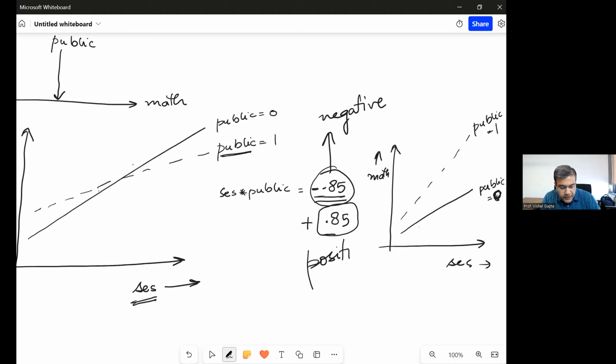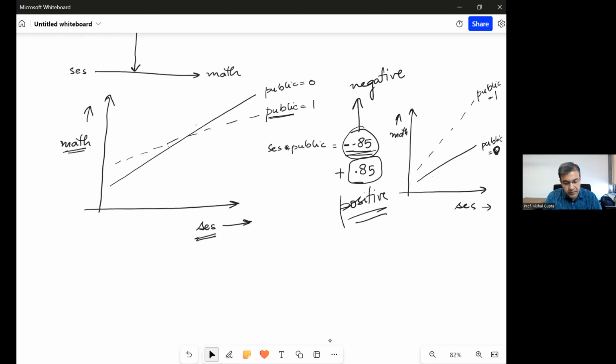When you have a positive coefficient for the interaction term, the gradient of the line increases. When you have a negative interaction term coefficient, the gradient of the line reduces when the variable takes a higher value, right? This is what the case is. So we want to plot it.